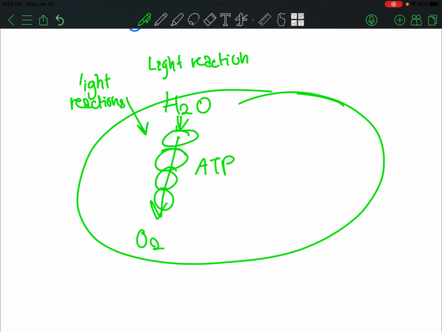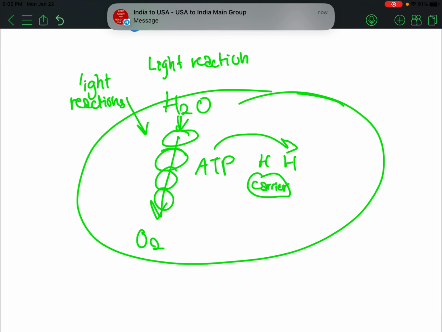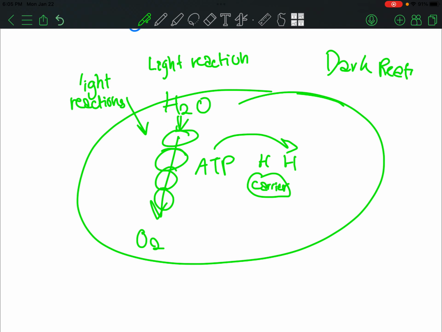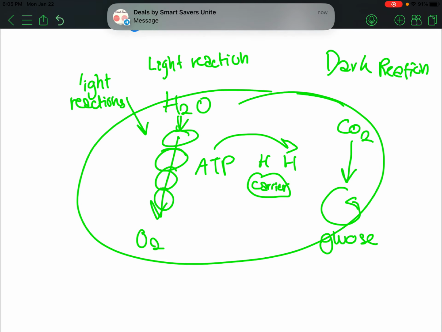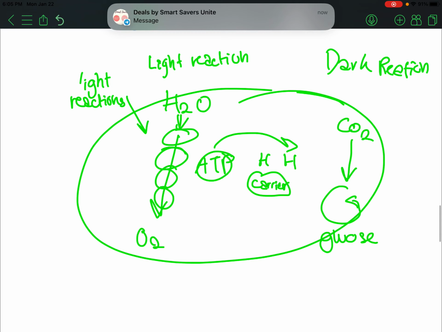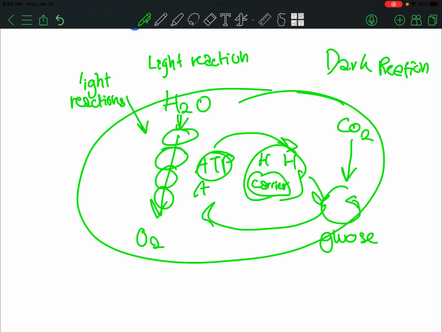This light reaction, using H2O to make O2, releases some energy, which is then used with electron carriers, which is NADPH, to be part of the dark reaction. And now the dark reaction is basically the Calvin cycle, where it takes the CO2 and turns it into glucose. And this requires the energy of that ATP. That ATP and the electron carrier are required, which then causes it to make ADP, which is the no-energy version of ATP, and an empty carrier.